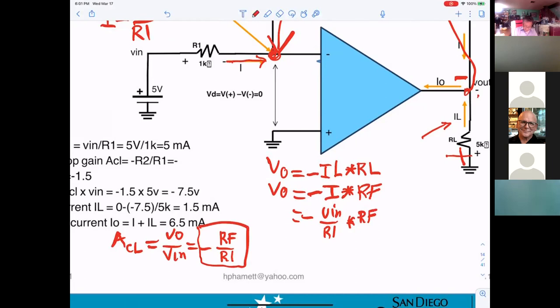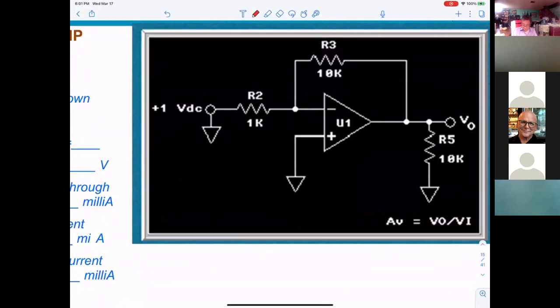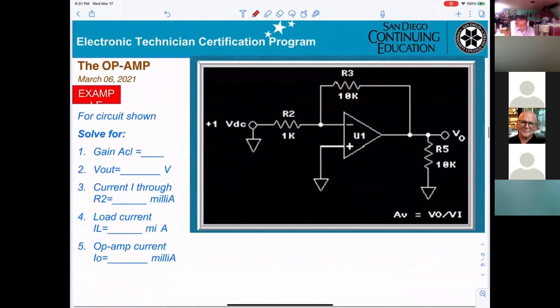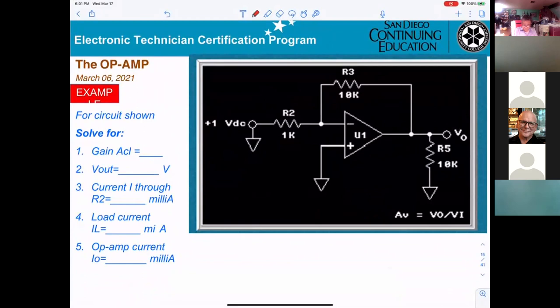Now in here, let's see. On this one, tell me what is the gain? Minus 10. Minus IF, that means R3, divided, 10K over 1K. Okay, minus 10. What is V out? Minus 10 volts.